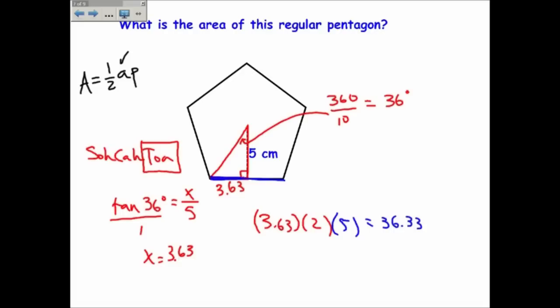If you want to just take that length x and multiply by the number of side lengths doubled, that works too. So the area is 1/2 the apothem, 5, times the perimeter, 36.33. And I get an area of 90.82 centimeters squared.